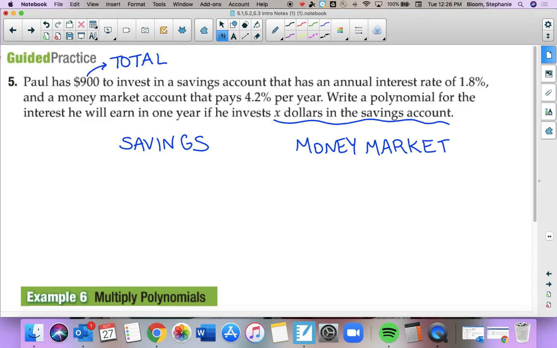Okay, real quick. How do you put percents into equations? You put them as what? Decimals. So what is 1.8% as a decimal? 0.018. Yeah. So just make sure you don't plug it in as 1.8. That'd be a heck of an interest rate.